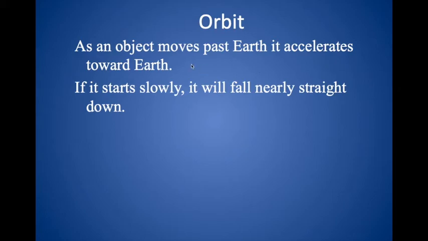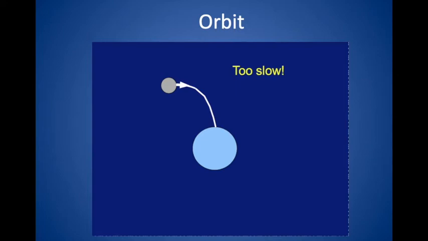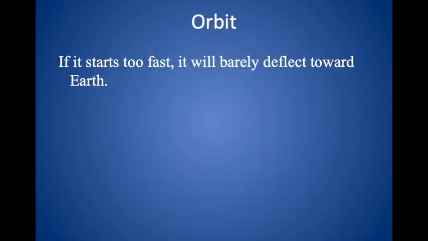And that brings us to orbits. As an object moves past the Earth, it's being accelerated towards the Earth. Okay, so if it starts out slowly, like just tossing something in the air, it will fall back nearly straight down.